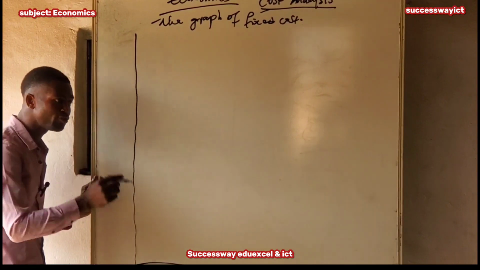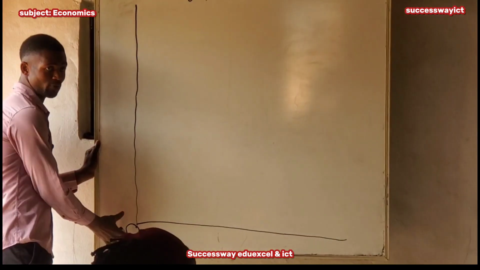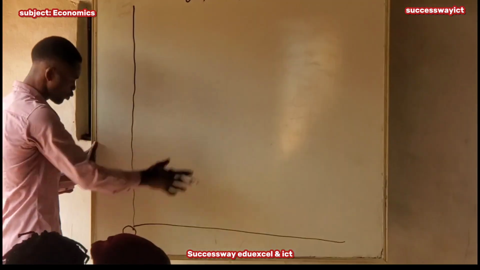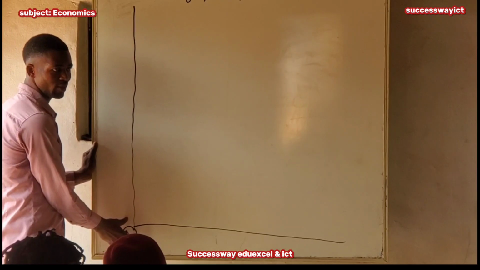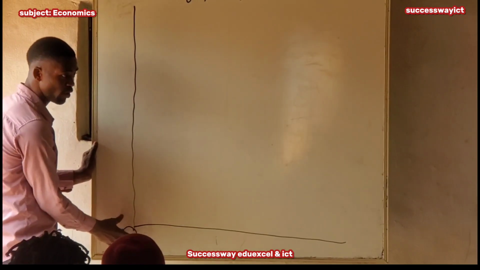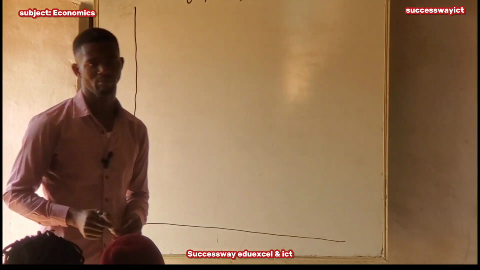Your graph must have a zero origin. Don't forget this. When I'm marking an exam, I start from here. Whatever you do that is correct, once the origin is not there, I don't know where I'm reading the graph from. If the zero origin is not here, whatever you do on the graph, I will not give you any mark.